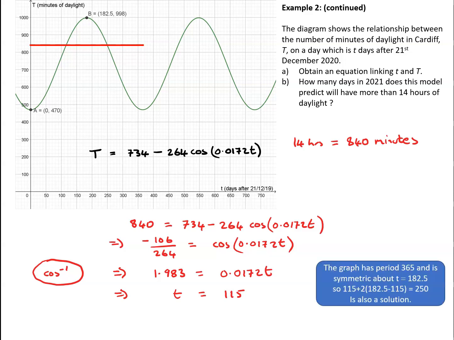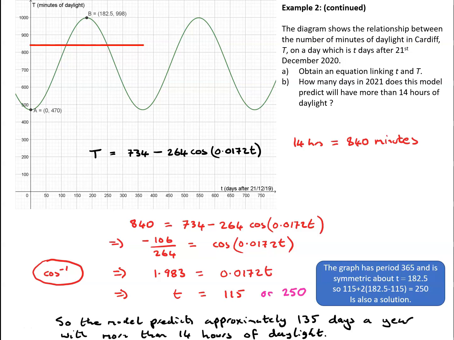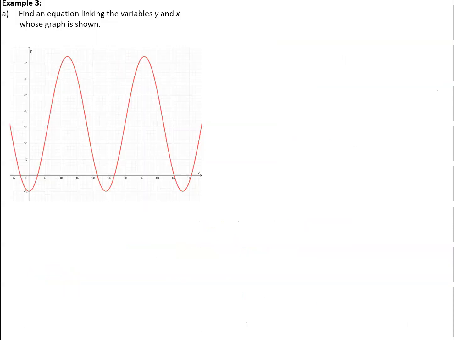So you've got symmetry about t equals 182.5. So the other value is going to be 115 plus 2 lots of the difference between 182.5 and 115. And the other solution becomes 250. So that's telling me then that during the course of 2021, we're predicting 135 days a year with more than 14 hours of daylight.